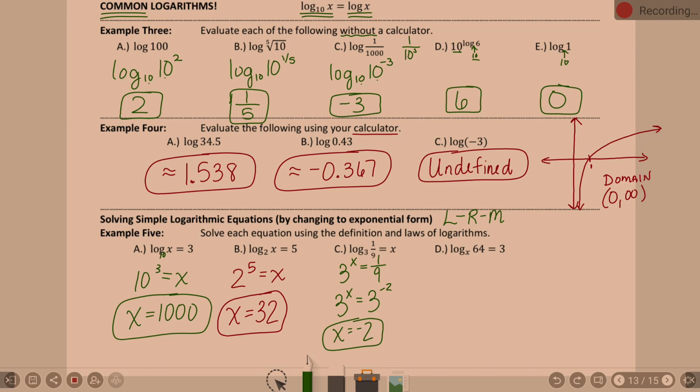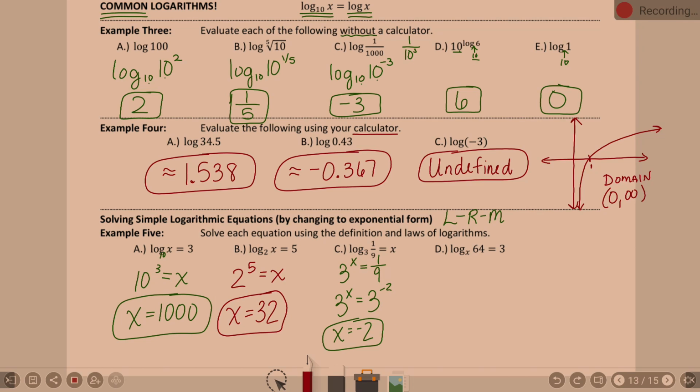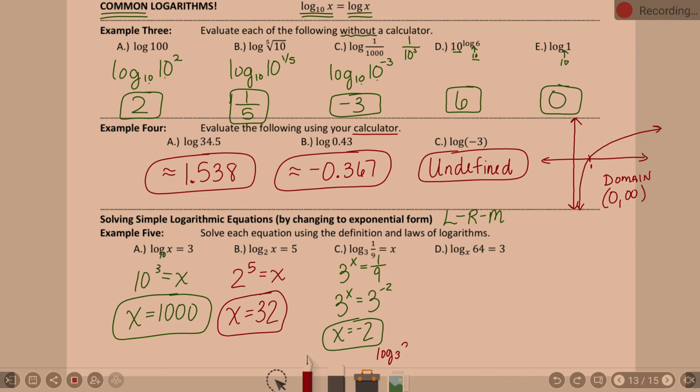Could you rewrite this log here? In other words, could we basically use one of our laws there? The log base 3 of 1/9 is 3 to the -2nd. Could we have looked at it that way? Taking this log and rewriting it, log base 3 of 3 to the -2nd is -2. Okay, you could have used your law there. Did you need to? No. Left, right, middle was fine as well.